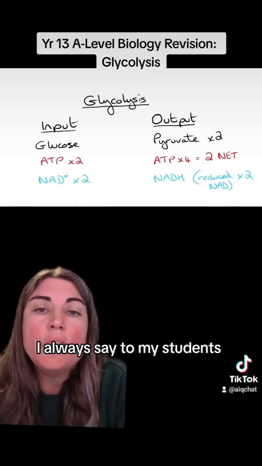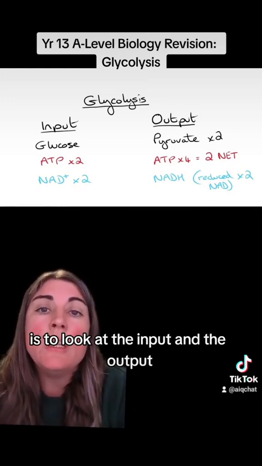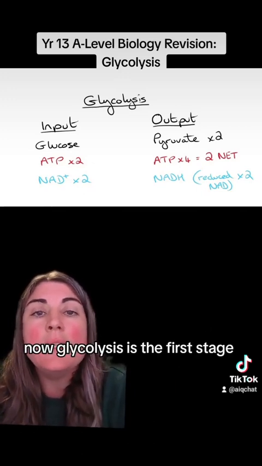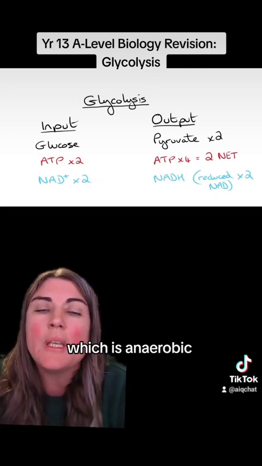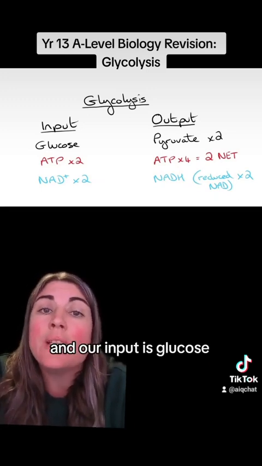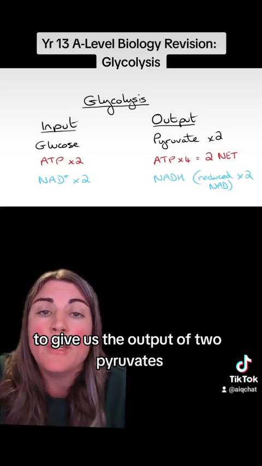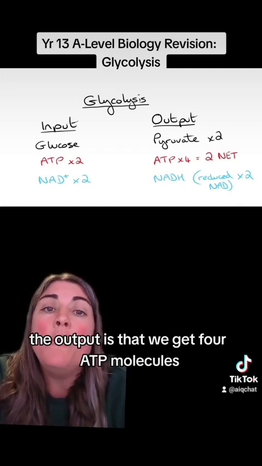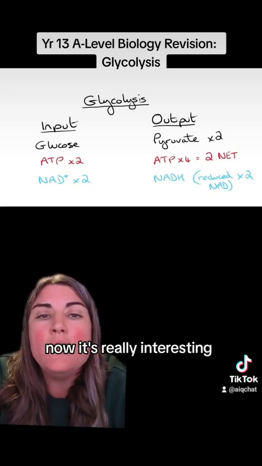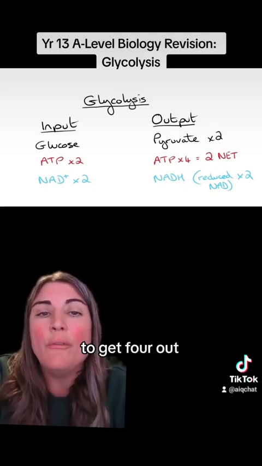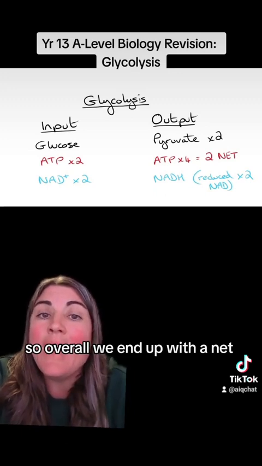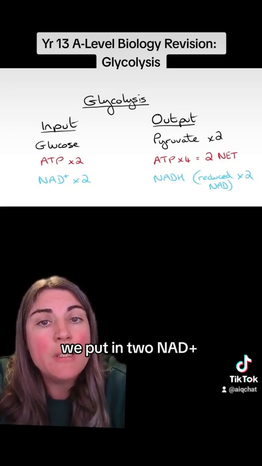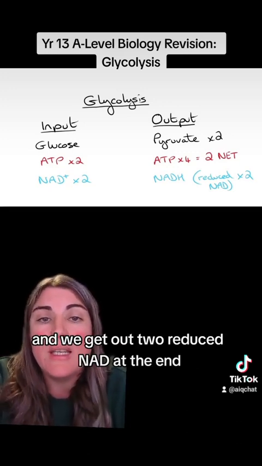So the key thing I always say to my students is to look at the input and the output when it comes to each of the different stages of respiration. Now, glycolysis is the first stage, which is anaerobic, and our input is glucose to give us the output of 2 pyruvates. Now, we need to put in 2 ATP molecules. The output is that we get 4 ATP molecules. Now, it's really interesting because we have to put 2 in to get 4 out. So overall, we end up with a net 2 ATP molecules. We put in 2 NAD+, and we get out 2 reduced NADs at the end.